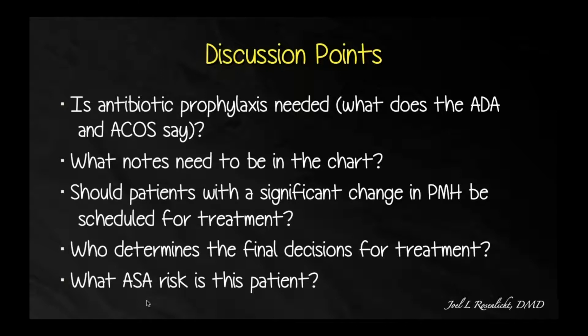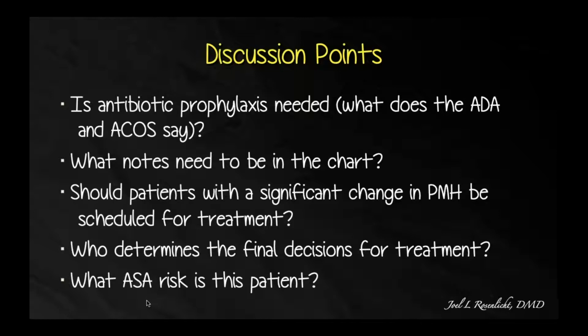What notes need to be in the chart if we decide to treat these patients? I think that note should be that we contacted the orthopedic surgeon. These were the recommendations. Or if we decide to do something that would differ from that, the reason that we're doing that. Should patients with a significant change in their past medical history be scheduled for treatment? I'm not sure that they should.